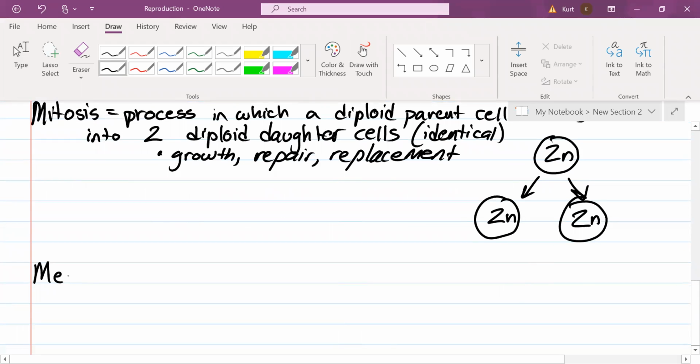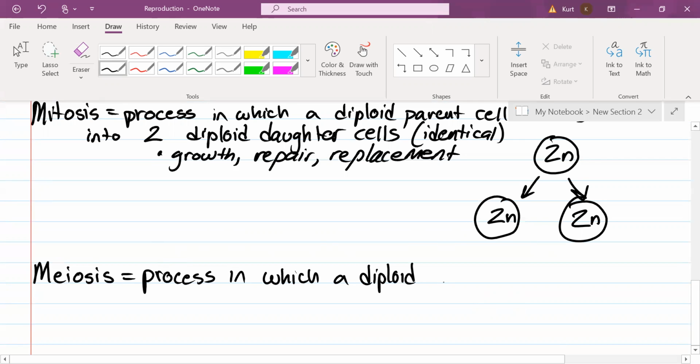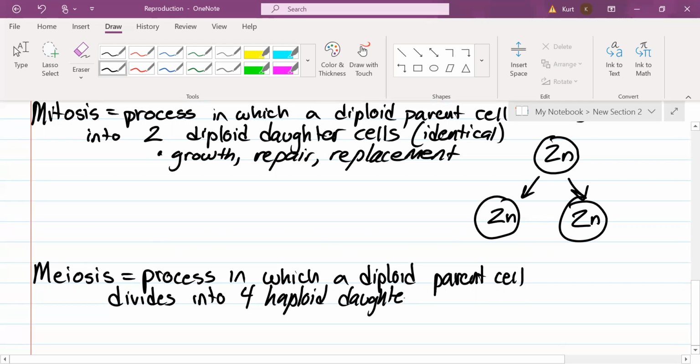Okay, and finally, meiosis. We're going to briefly mention meiosis today. We'll talk more about meiosis at the beginning of Unit 5. All right, so this is a process in which a diploid parent cell divides into 4 haploid daughter cells. And all these daughter cells are unique.